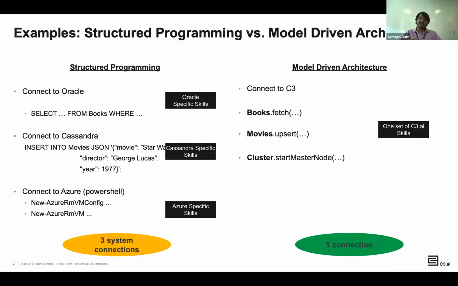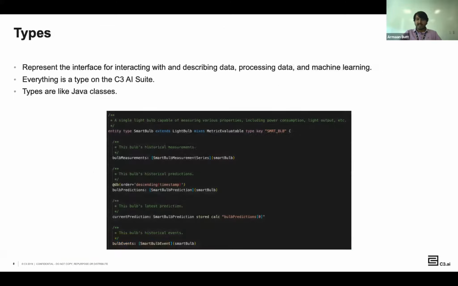The way this has actually been implemented on the platform is through this idea of types. And everything in C3 is a type. They could represent logical objects, objects that reside in data stores. They can also represent machine learning pipelines and machine learning models, and even UI. They're very similar to Java classes, and they can contain different fields, primitives, collections, as well as even methods to implement your different business logic that you might have.